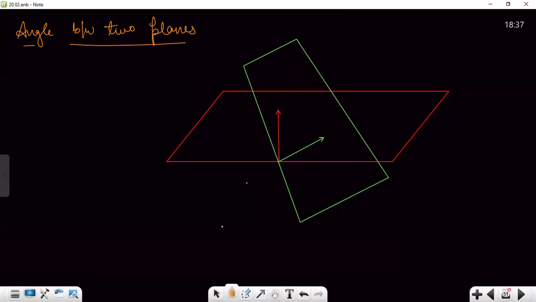When we have to find the angle between two planes, what we actually do is find the angle between the directions of those two planes. When we talk about the direction of a plane, we talk about the direction of the normal vector to the plane. So here is the n1 vector, here is the n2 vector. We'll simply find the angle between these two, and the angle between the normal vectors of the planes will be the angle between the planes. So it is simply the angle between normals of planes.